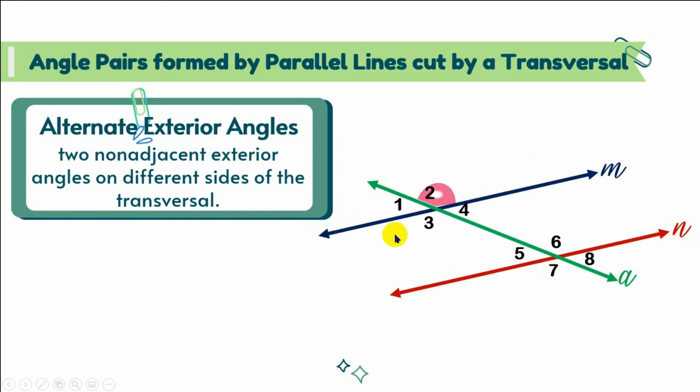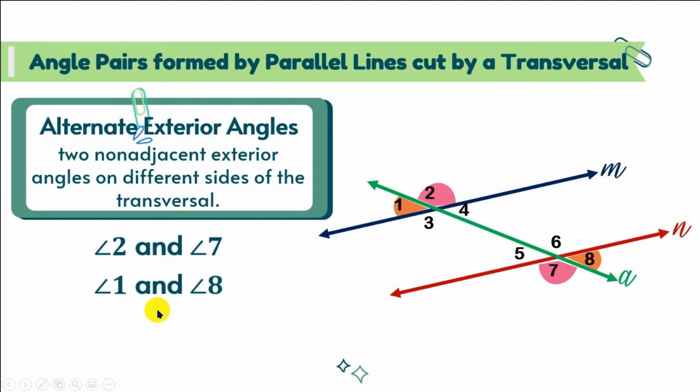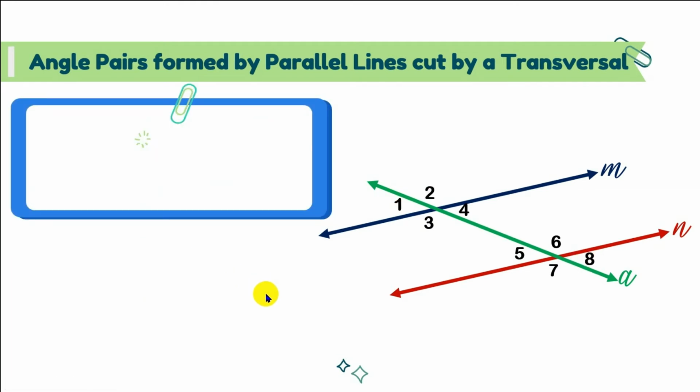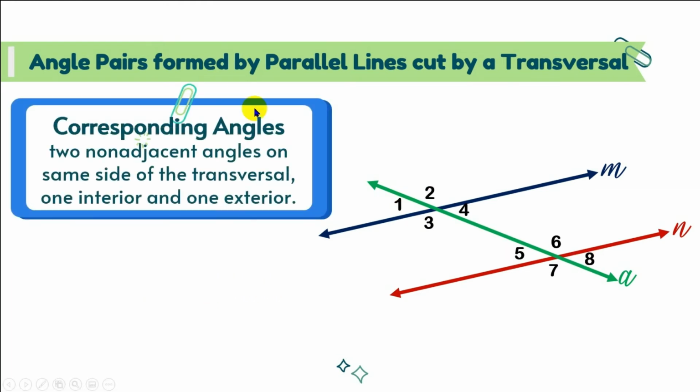We have angle 2. Alin ang kapares ng angle 2? We have angle 7. Then, the other pair is this one, angle 1. Alin ang kapares niya? Angle 8. Okay, so again, these two pairs of angles are known to be the alternate exterior angles. Next, so we have here corresponding angles.